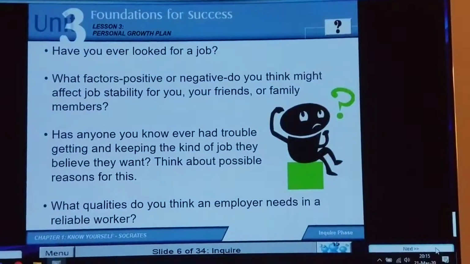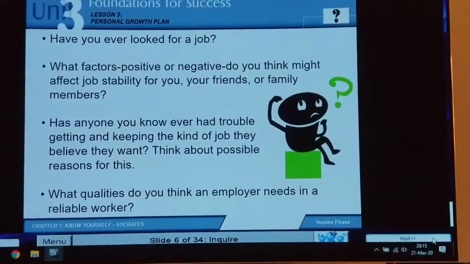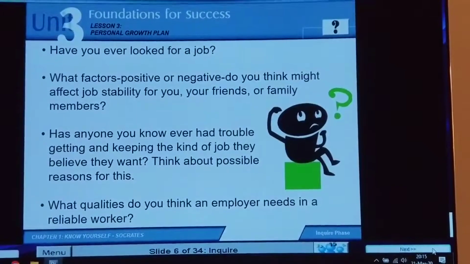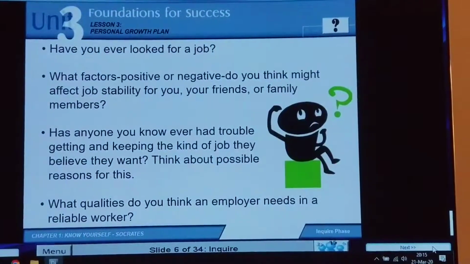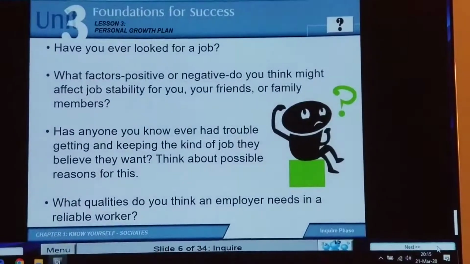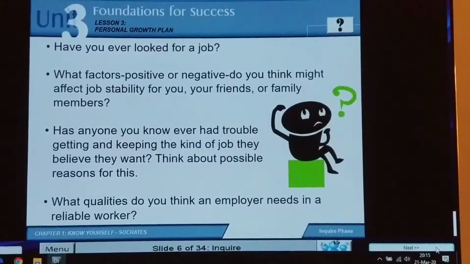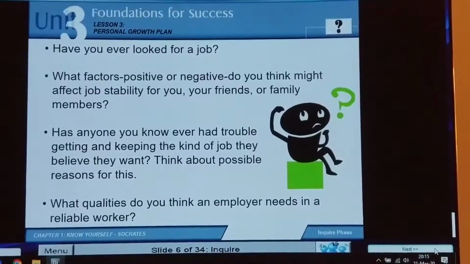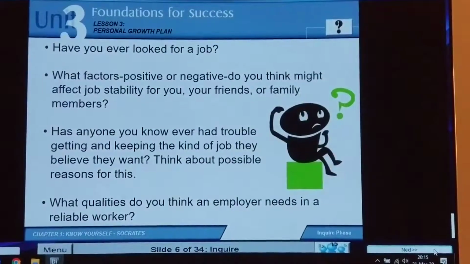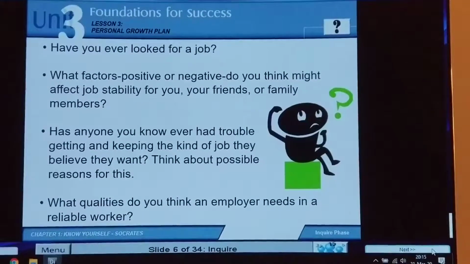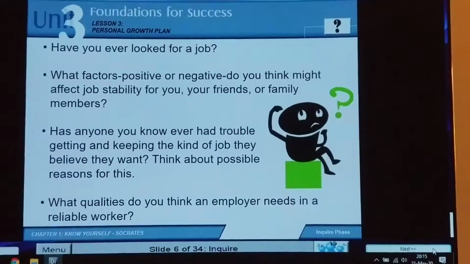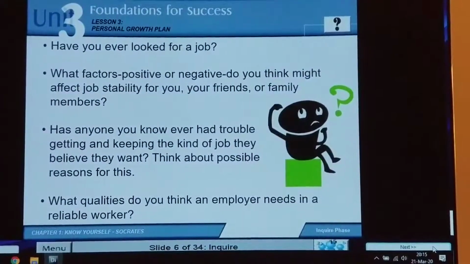All right, let's look at some of these questions. Have you ever looked for a job? Most of you have already had jobs, but these are part-time jobs. I want you to start thinking about what it is you want to do once you graduate from high school. What factors, positive or negative, do you think might affect job stability for you, your friends, or your family members? A lot of factors go into this, including what you do and what others do. Has anyone you know ever had trouble getting and keeping the kind of job they believe they want? Think about possible reasons for this. Some of you have also experienced that firsthand.